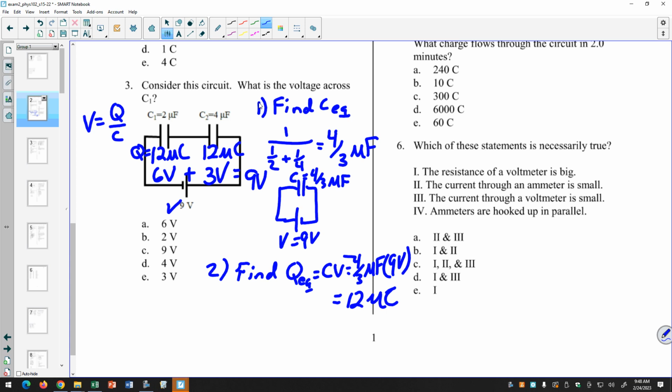Then I go back, let's see, I'm looking for the voltage across C1. So across C1 would be 6 volts. That's the hard way. That way is always going to work on any circuit, no matter what the numbers are.